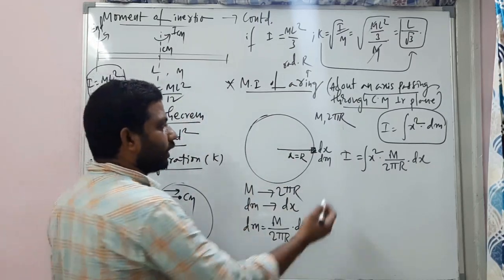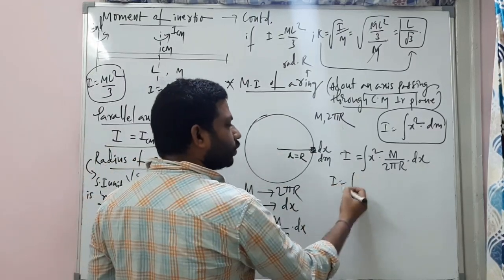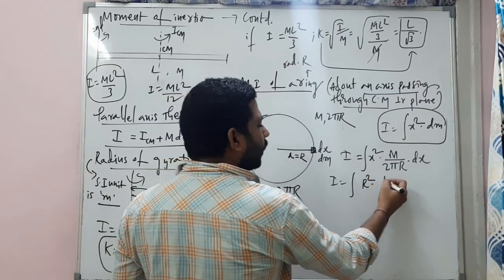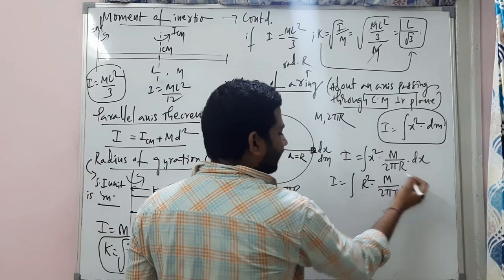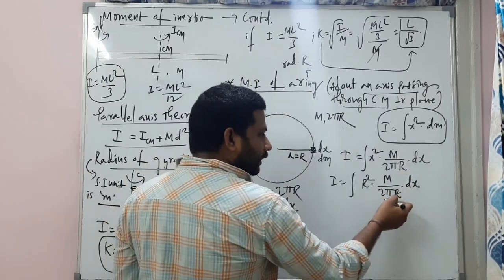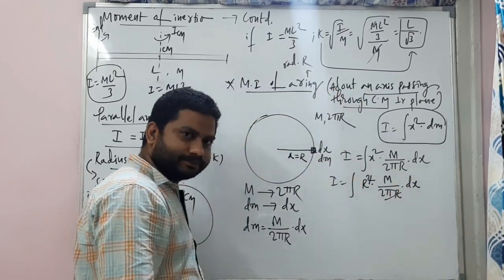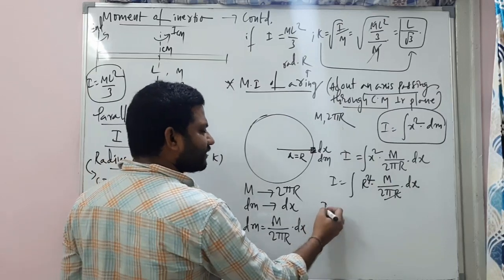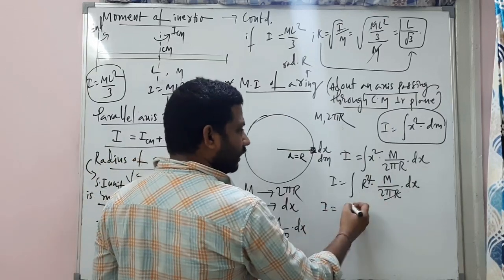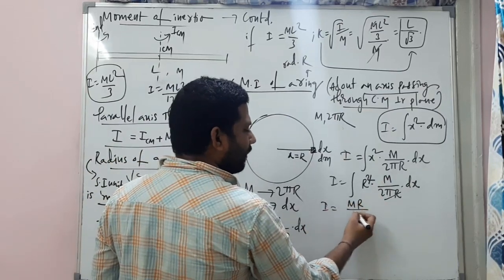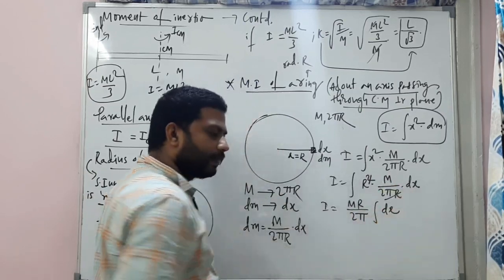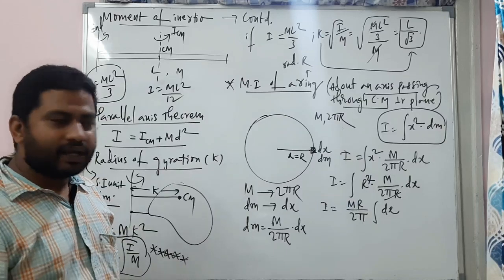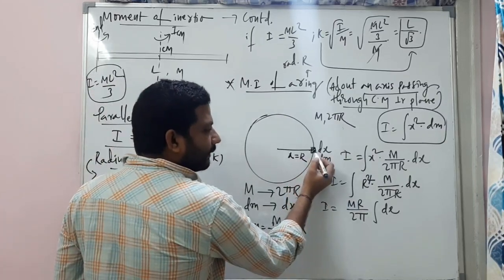Definitely. So now this I is equal to integral r square into m by 2 pi r into dx. One r cancels here. And so we'll just write it outside, whatever it is there. So m into r by 2 pi integral dx. Integral dx, I have just told you, ಇದು dx.